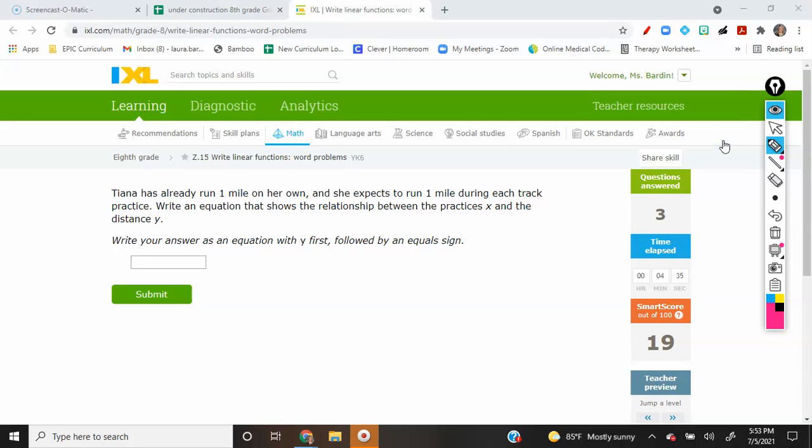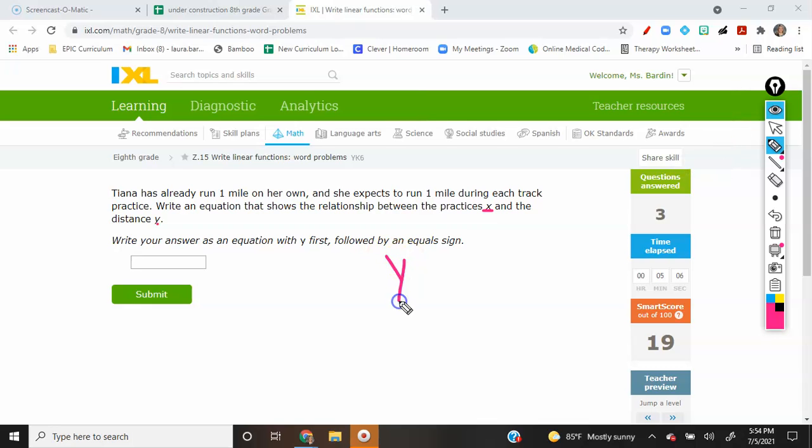Okay, let's do it. Tiana has already run 1 mile on her own, and she expects to run 1 mile during each track practice. Write an equation that's going to show the relationship between the number of practices. So what is practices going to be? An x. And the total distance. Good job. Okay, so we don't know because right now this sounds like it's at the very beginning of the week.